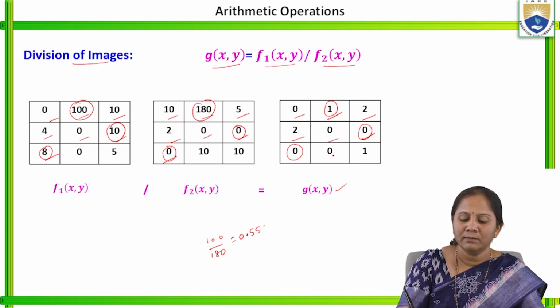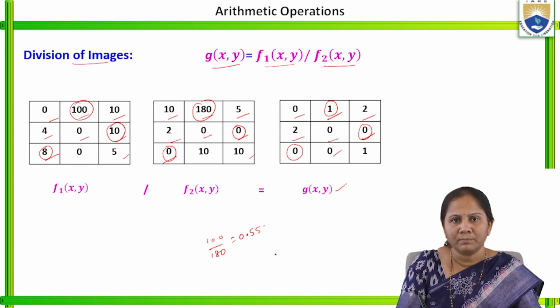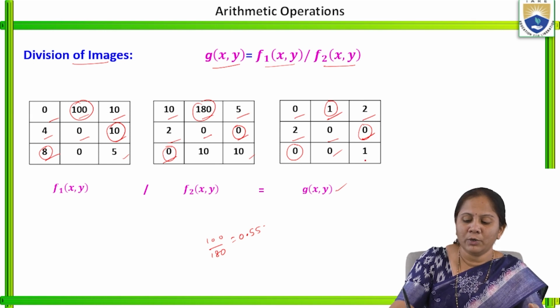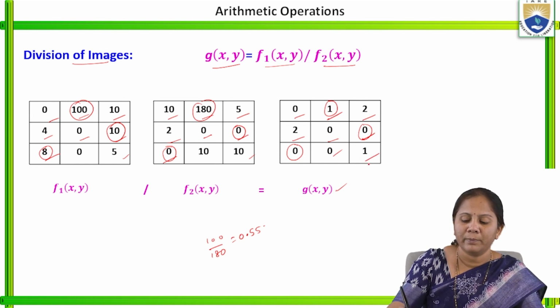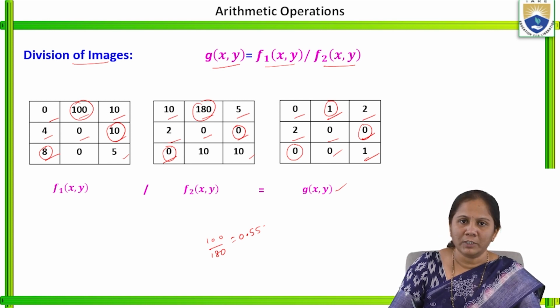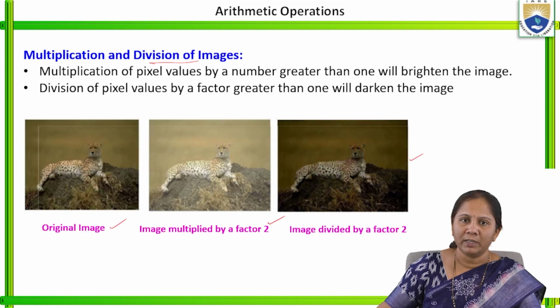0 by 10 is 0, and 5 by 10, here we will get 0.5, we have rounded it off and we are getting 1. So this is how we have to perform division operation. And all these are the 4 basic arithmetic operations.